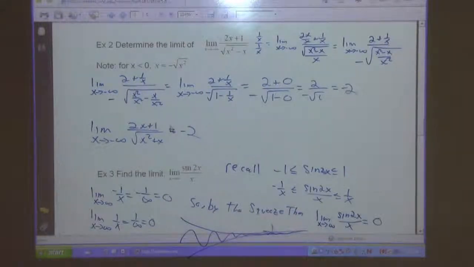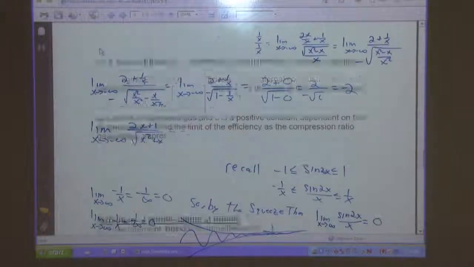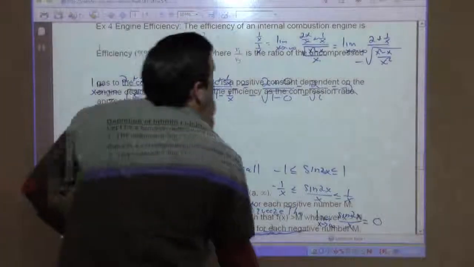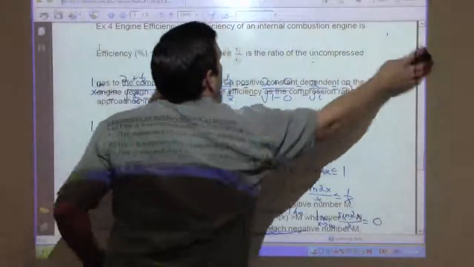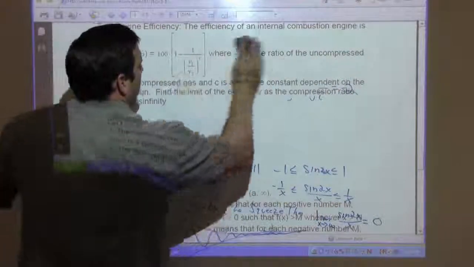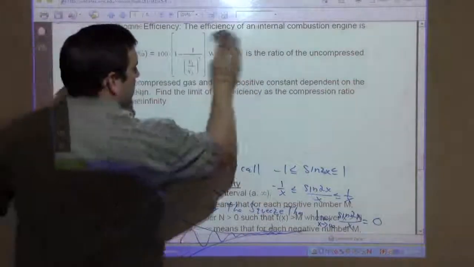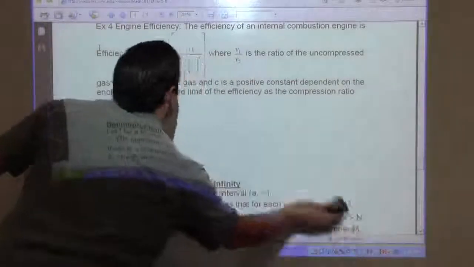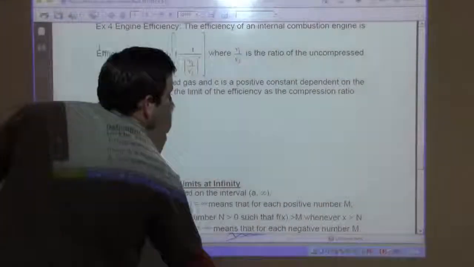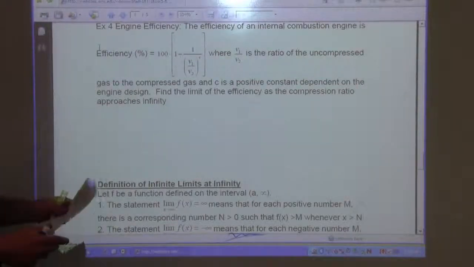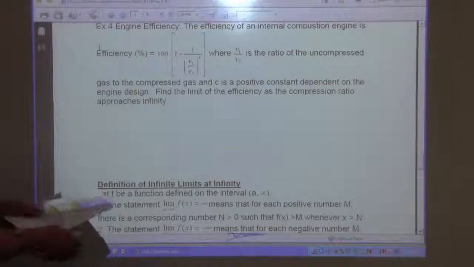I'm going to go on to the next page. Okay, engine efficiency. The efficiency of an internal combustion engine is 100 times 1 minus 1 over V1 over V2 to the C power, where V1 over V2 is a ratio of uncompressed gas to the compressed gas, and C is a positive constant dependent on the engine design. Find the limit of the efficiency as the compression ratio approaches infinity.